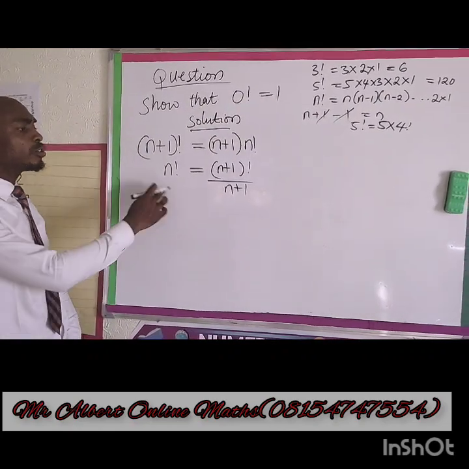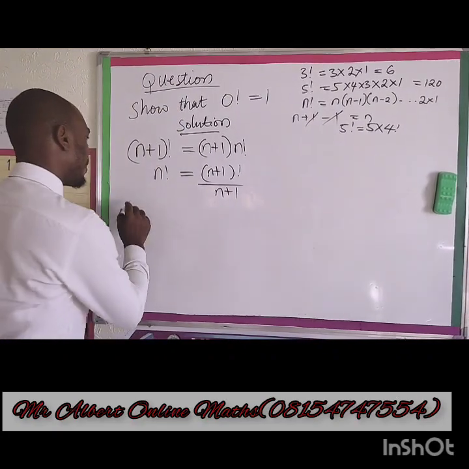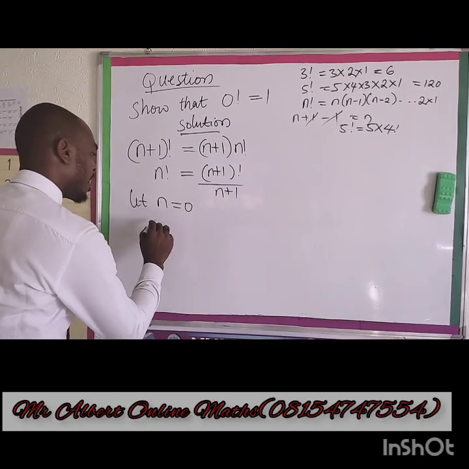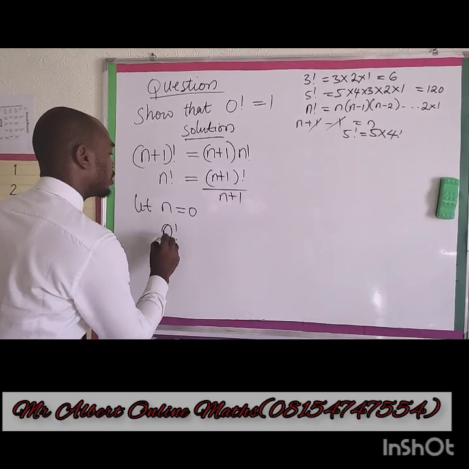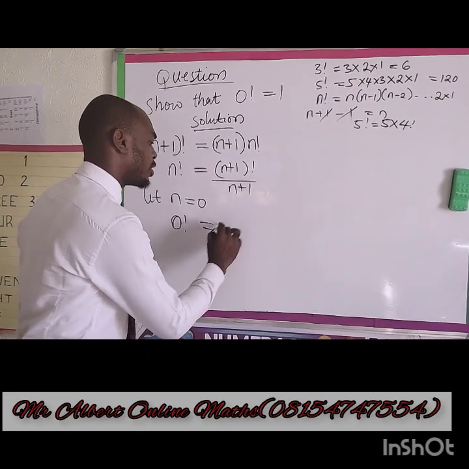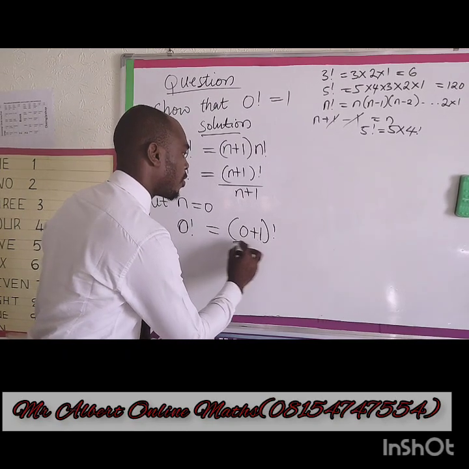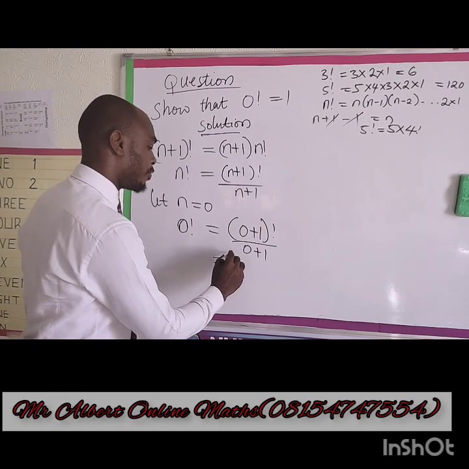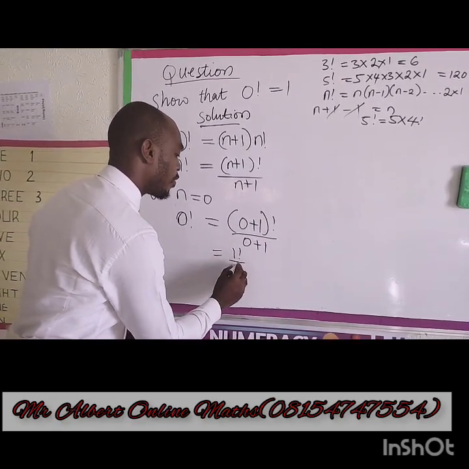So at that point, let us represent n using what? 0. Let us say let n be 0. At that point, wherever we see n, we will replace it with 0. So at this point, what we have is 0 plus 1 factorial all over 0 plus 1. 0 plus 1 is 1. So we have 1 factorial all over 1.